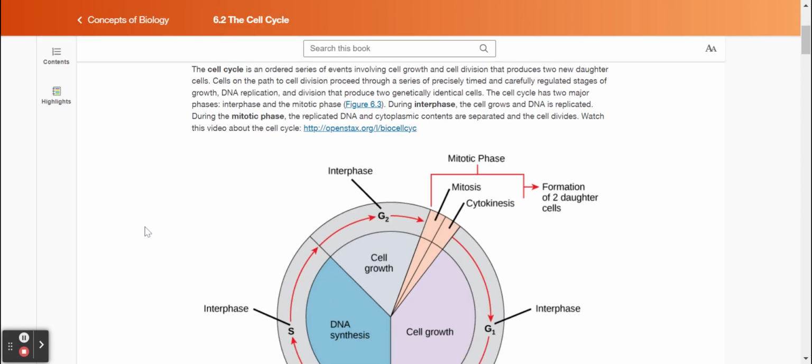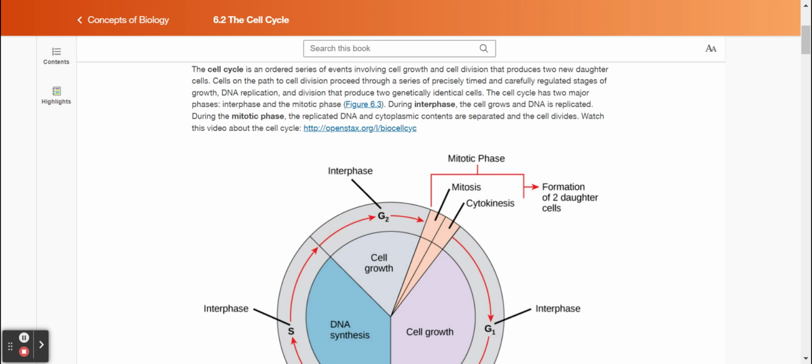The cell cycle is an ordered series of events involving cell growth and cell division that produces 2 new daughter cells. Cells on the path to cell division proceed through a series of precisely timed and carefully regulated stages of growth, DNA replication, and division that produce 2 genetically identical cells.